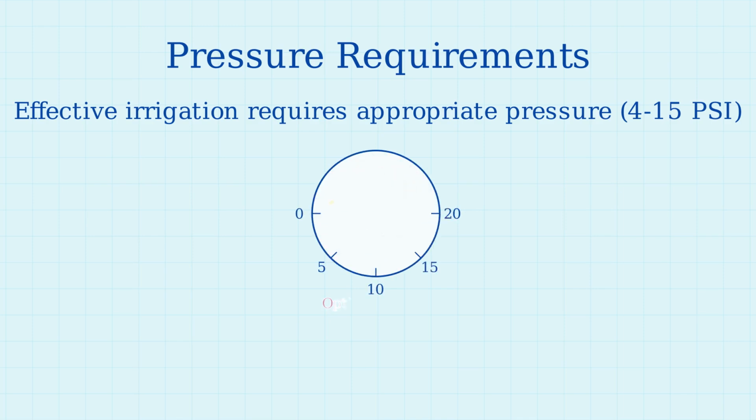The optimal pressure range is between 4 and 15 psi, pounds per square inch. This pressure is strong enough to remove debris while avoiding tissue damage. Too little pressure won't effectively clean the wound, while excessive pressure can drive bacteria deeper into tissues.